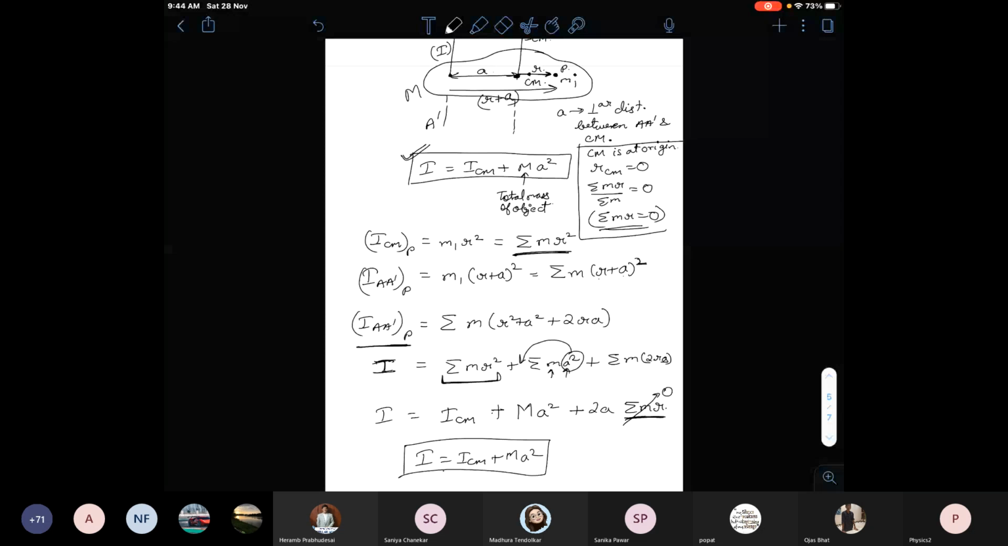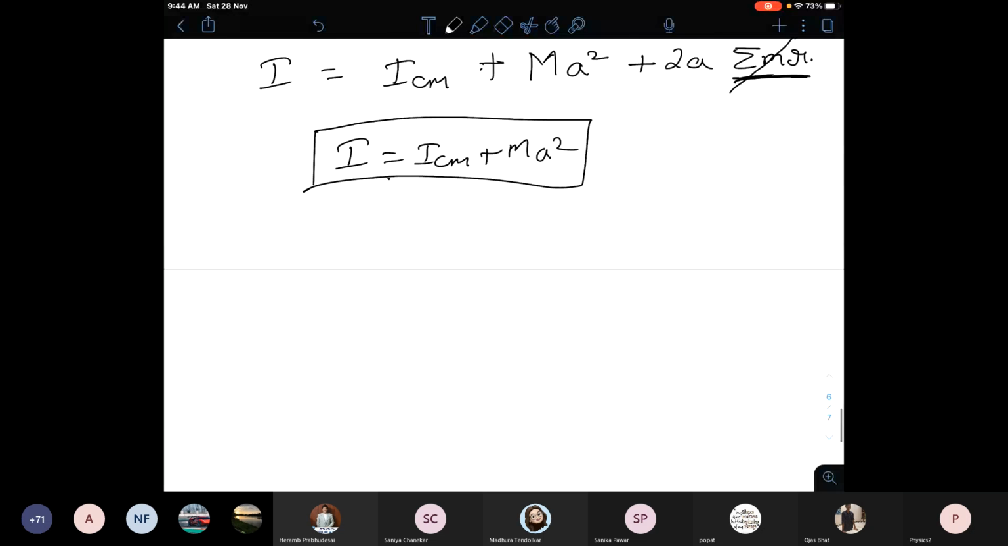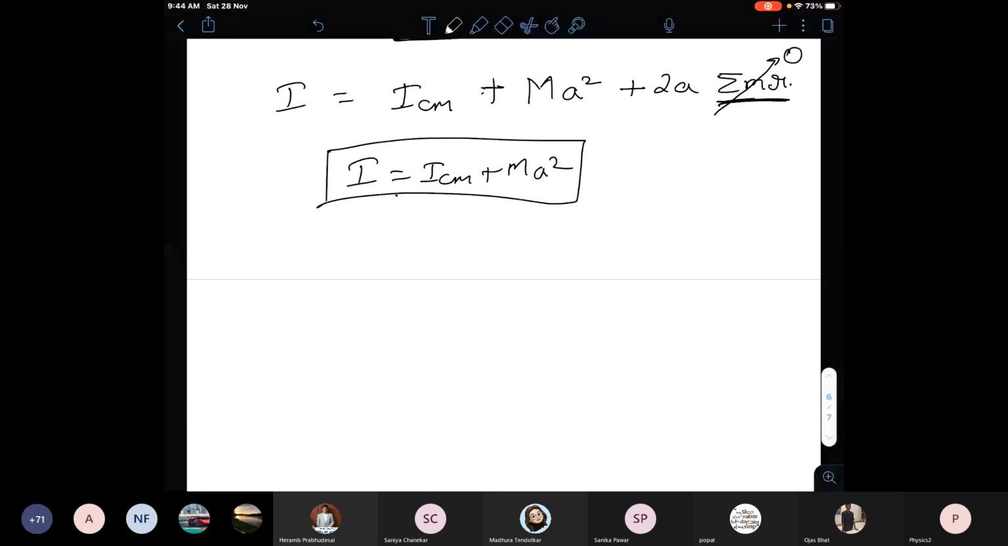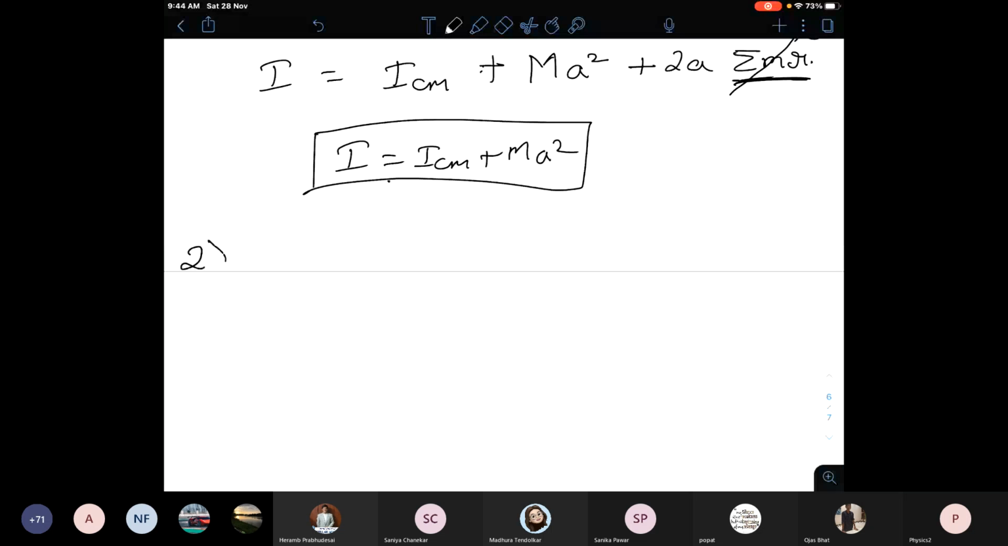Okay. Guess everybody has written. Now let's see the second theorem. There are two theorems which you have to know. The second theorem is the theorem of perpendicular axis.